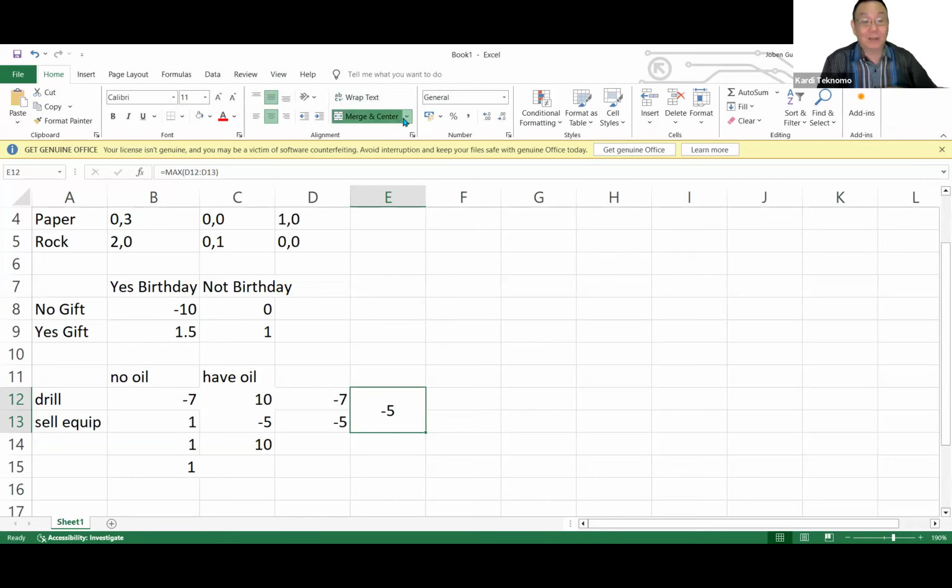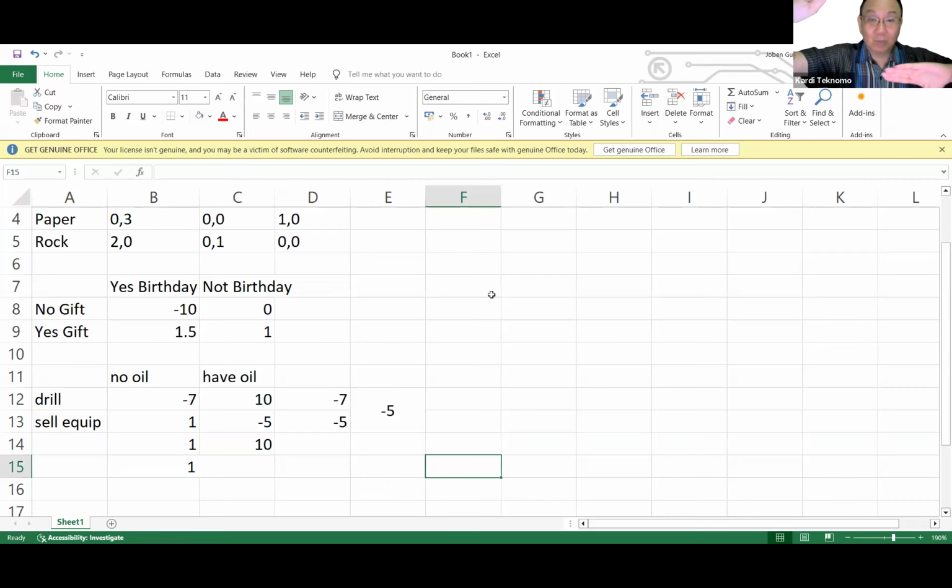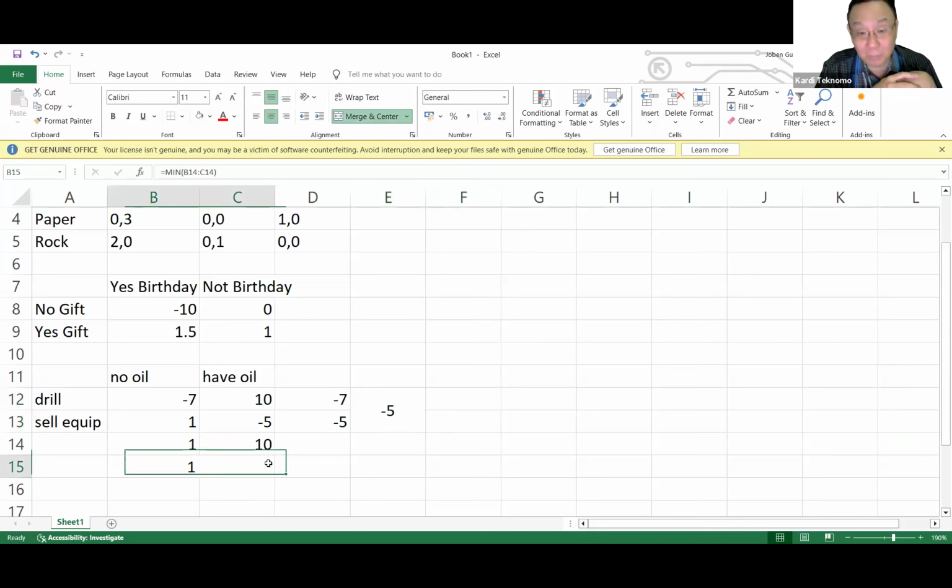The game that has a saddle point is called a game of pure strategy. Pure strategy means you can find it without any probability. If minimax equals maximin, that is a game of pure strategy, meaning you find the saddle point. But if you cannot find the saddle point, that game is called mixed strategy.